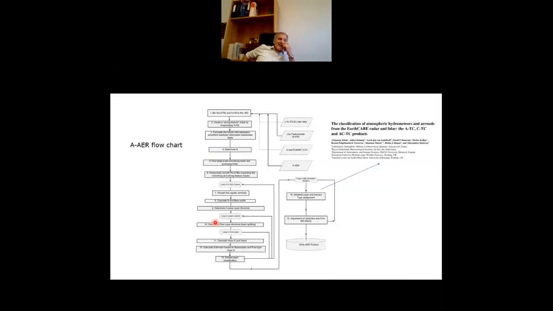You can't even really read this, but this is a flow chart of the many steps in the A-AER algorithm, and there's a lot of bookkeeping done in this algorithm. So some physics, but a lot of it is the processing of the different layers to try to determine what's what. For anyone really interested, that's all described in this AMT paper.